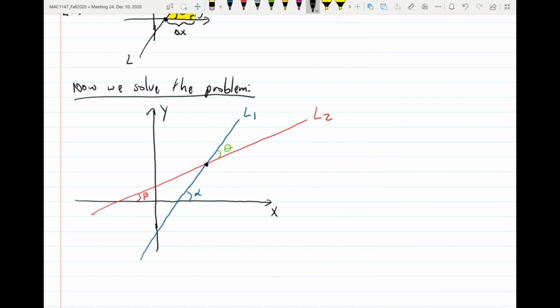All right, so let's do the following. I'm going to draw a horizontal line here. This is a line that's parallel to the x-axis, okay? Because I want to bring alpha and beta into the picture where theta is.